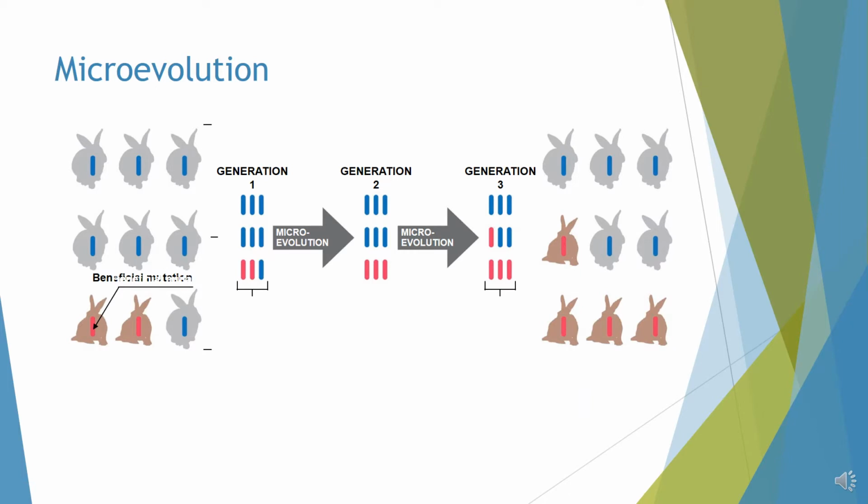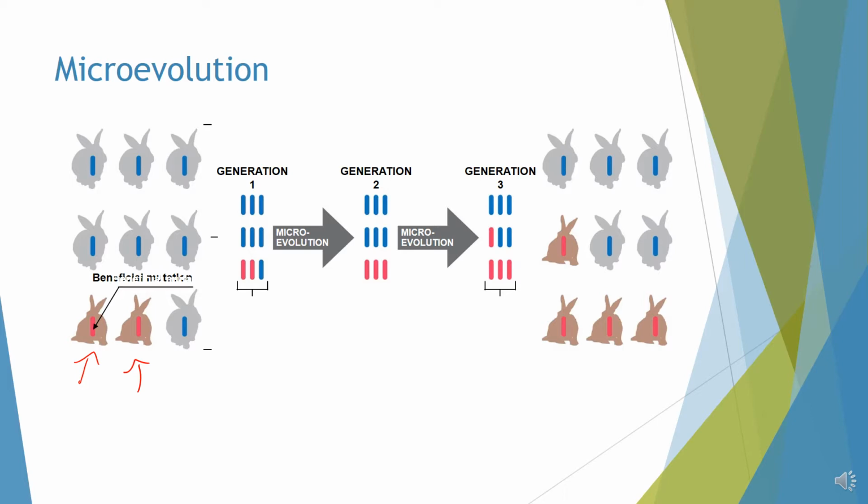Then you can have microevolution. So here you can see that there has been a genetic mutation in these individuals that have changed their color patterns to brown rather than gray, as you can see in the other bunnies here. And microevolution is a generation to generation change in the gene pool. So this is evolution occurring at the smallest scale.